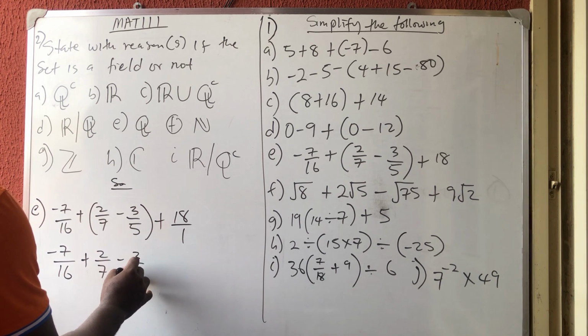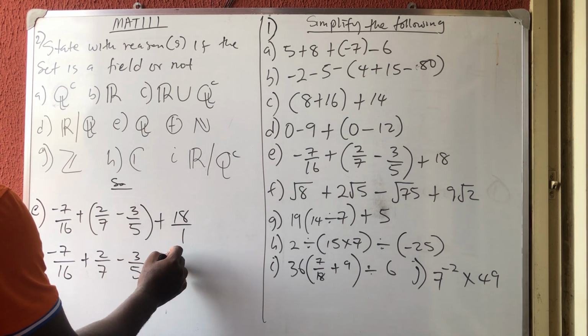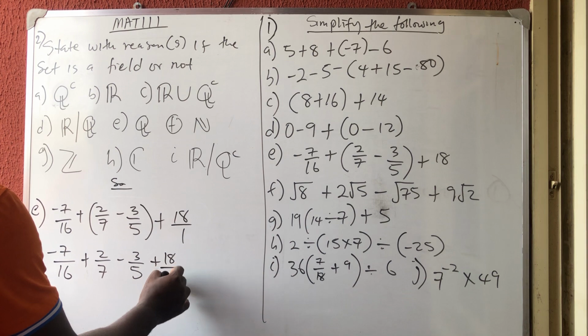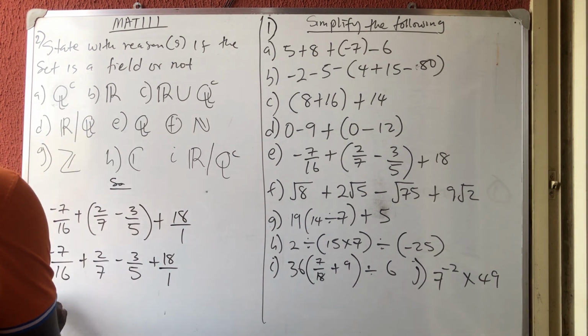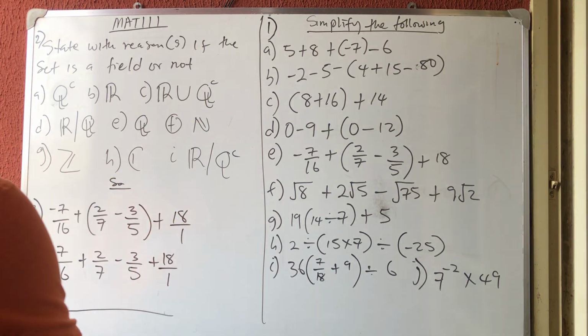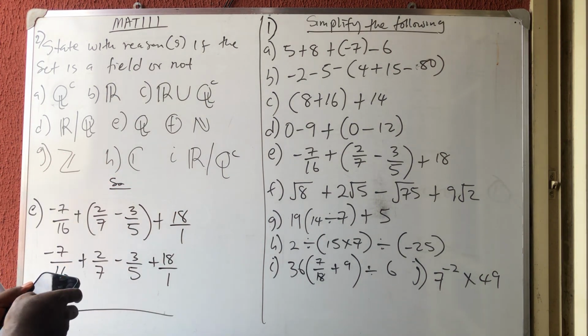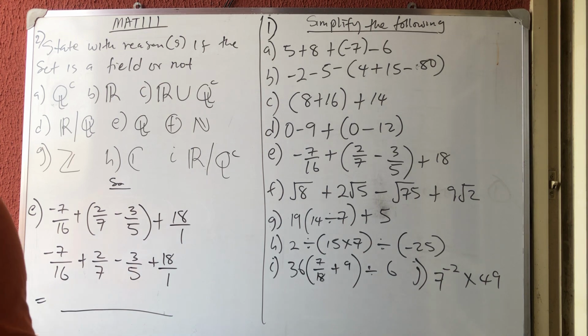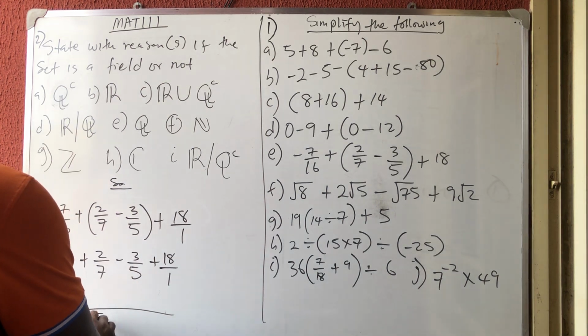Minus 3 over what? 5 plus what? 81, okay, 18 over 1. So if you look at it, the next thing you do is to find the LCM. The LCM of all these things is nothing can divide, so the LCM is simply by multiplying everybody. That is 16 times 7 times 5. So I'm having 560.